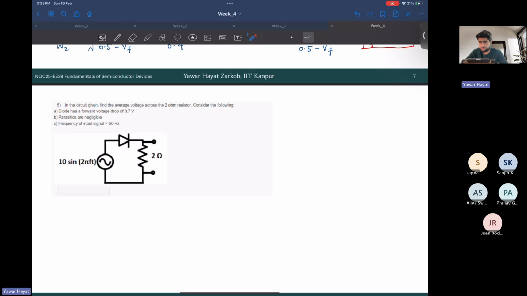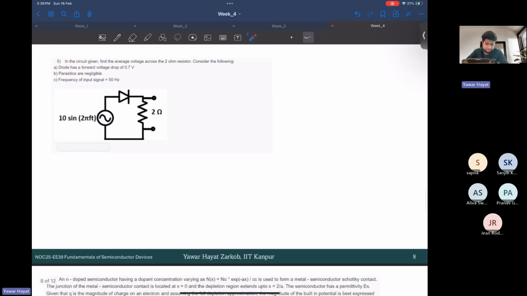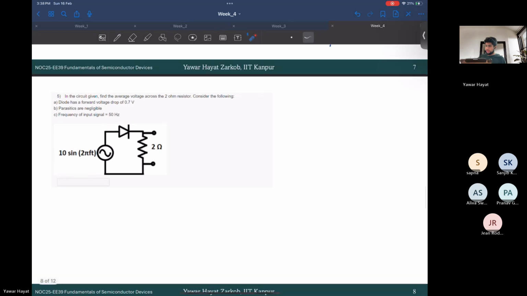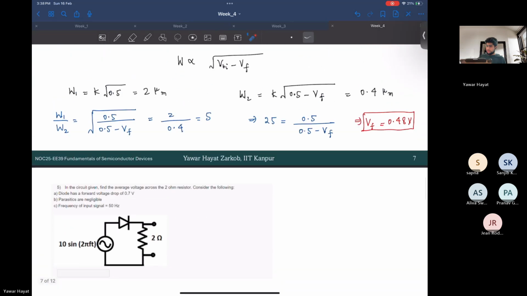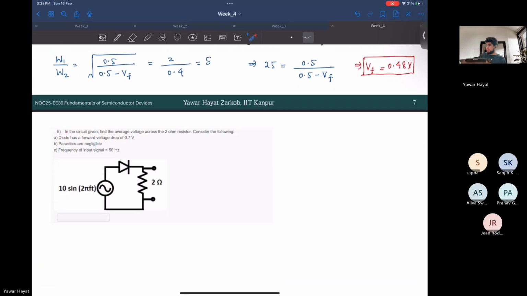And the voltage that's showing up across this 2 ohm resistor would be, I mean, zero, right? Because no current would be flowing at that time. So now let's do the calculations. Let me write this as well so that you guys can see.